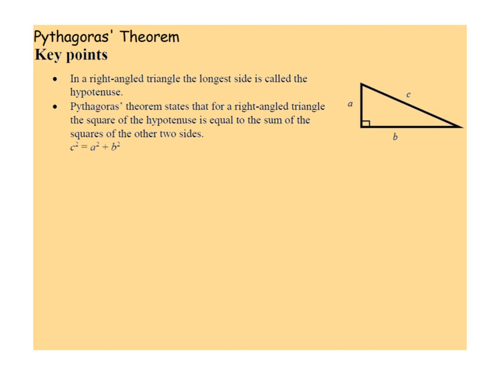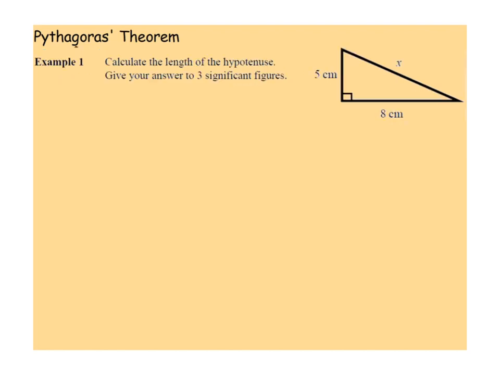Okay, so we're going to look at a couple of worked examples. They're really reasonably straightforward. The first one, you've been given a right angle triangle and they would like you to find the length of the hypotenuse to three significant figures. And the hypotenuse has been called x. So we can say from what we know about Pythagoras' theorem that x squared is going to be 5 squared add 8 squared.